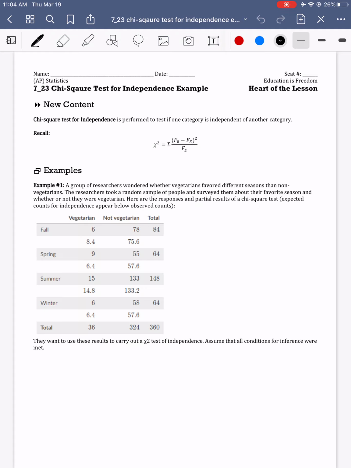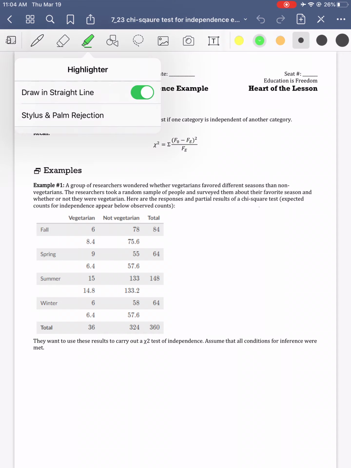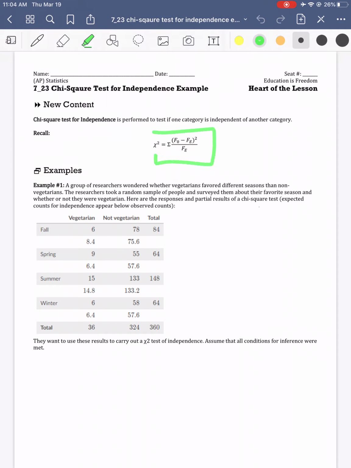So note that the chi-square test for independence is performed to see if one category is independent of another category. So this was the formula that we used on Tuesday and Wednesday of this week. And yesterday we used our calculator to calculate the test statistic. So we are again going to do that today. And like I said, the only thing that's going to be really different is just the hypotheses.